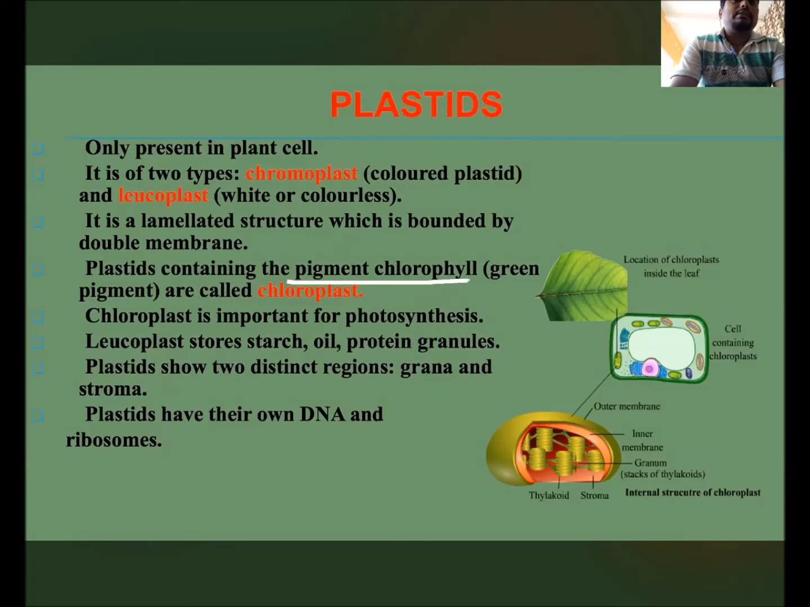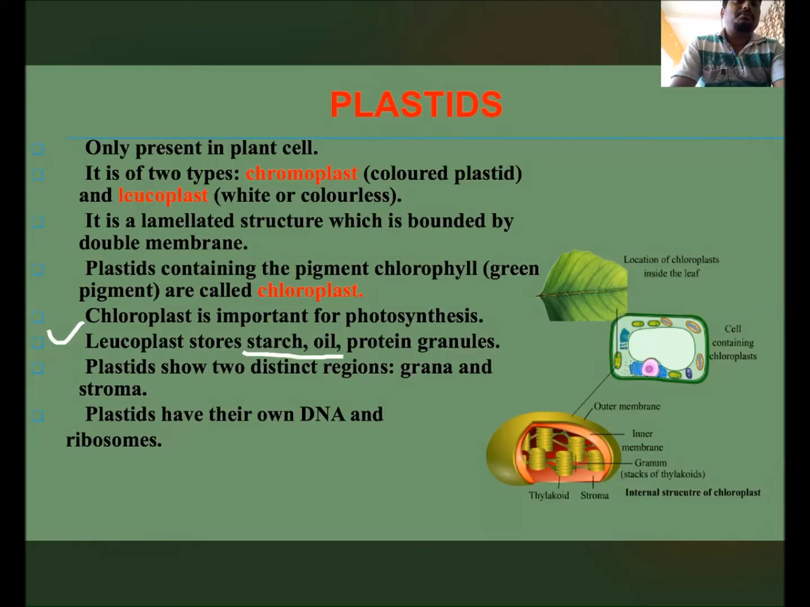Plastid containing the pigment chlorophyll, and this chlorophyll is a green pigment. The plastid which contains chlorophylls is called chloroplast. And chloroplast is very important for photosynthesis. Photosynthesis is the process by which a green plant makes its food in the form of starch in the presence of sunlight with the help of water and carbon dioxide.